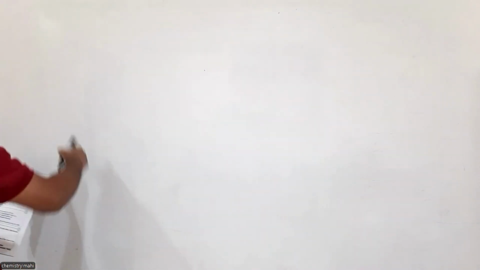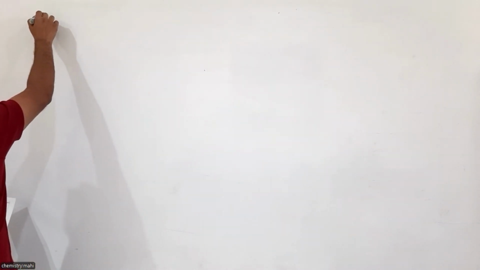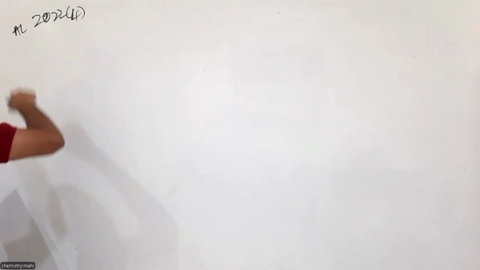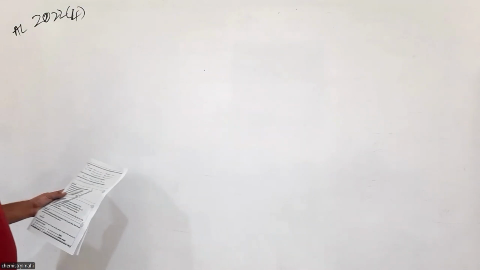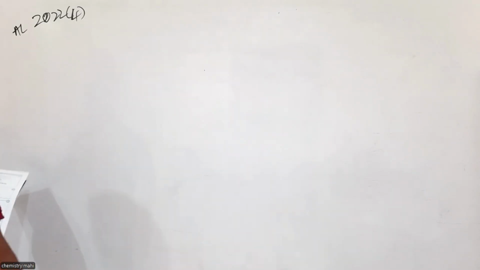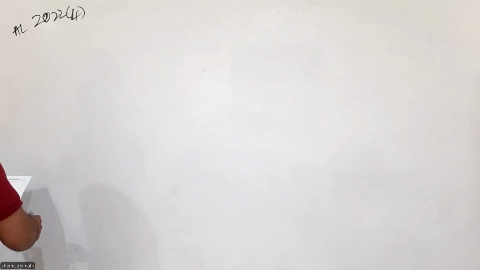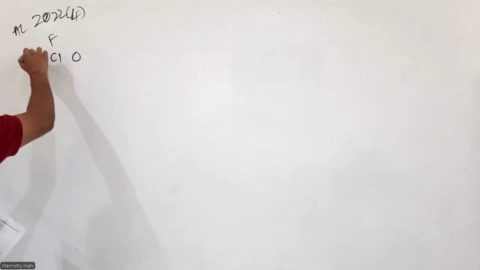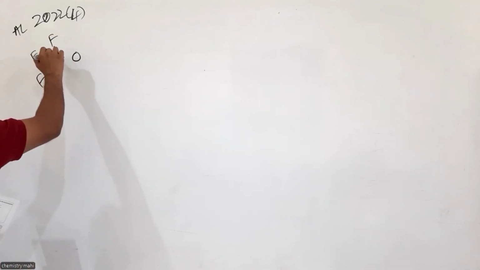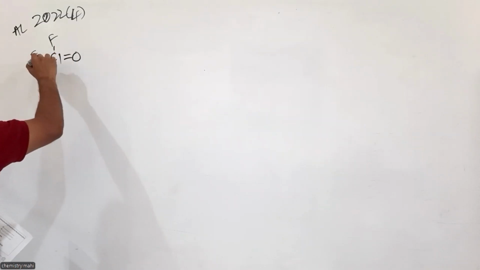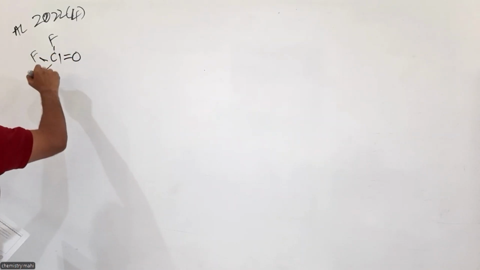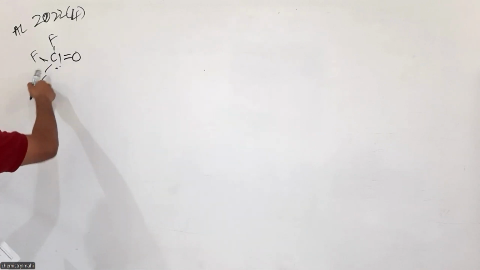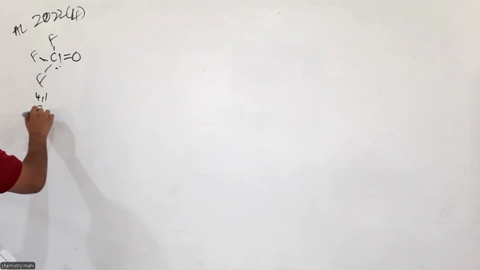Now we have come to the A-level 2022 fourth MCQ. It's about shapes and geometries. F3ClO, you know, Cl is the central atom because it is the least electronegative. F3ClO means like this, with oxygen: 1, 2, 3, 4, 5 regions, then 1 lone pair here. Then what's the shape? It is 4 bonds and 1 lone pair, which should be seesaw.